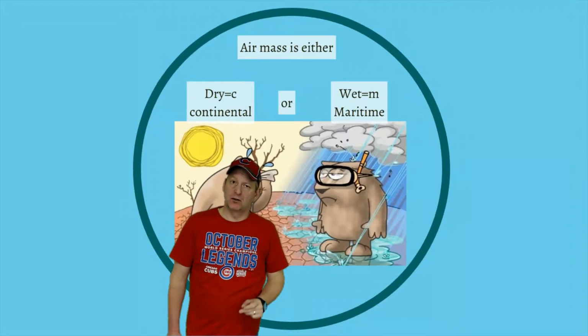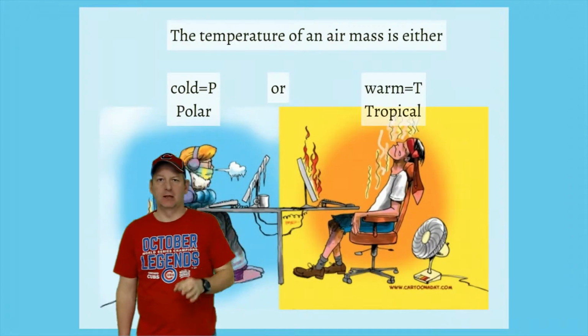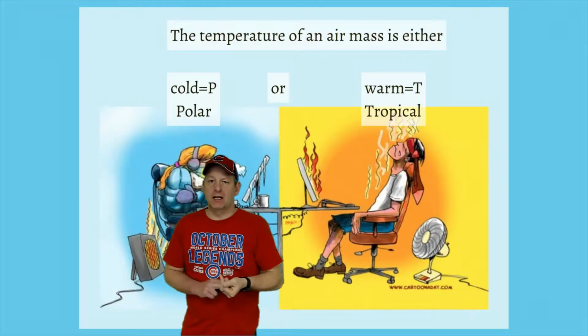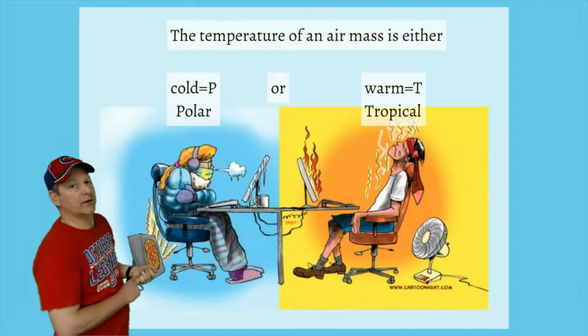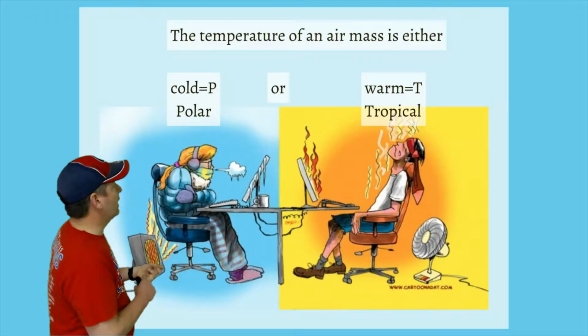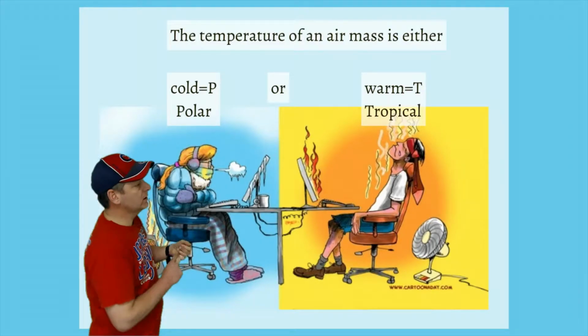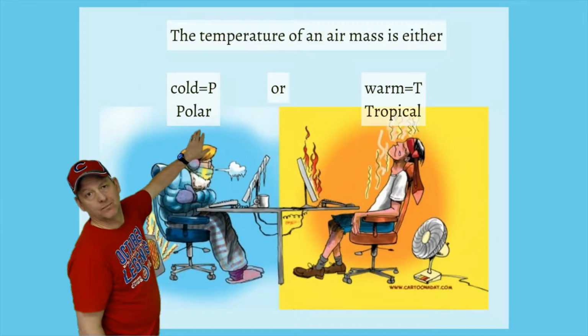Now, when we go to temperature, we're going to add just something a little bit different. So we need to identify whether the air is cold or whether it's warm. So if the air is cold, we're going to call that polar.